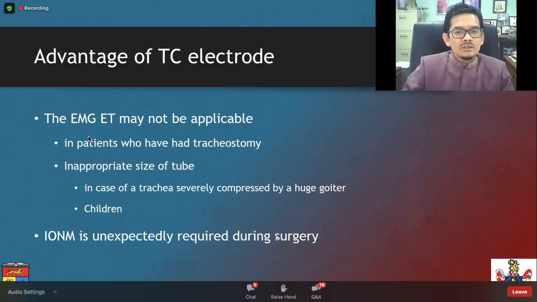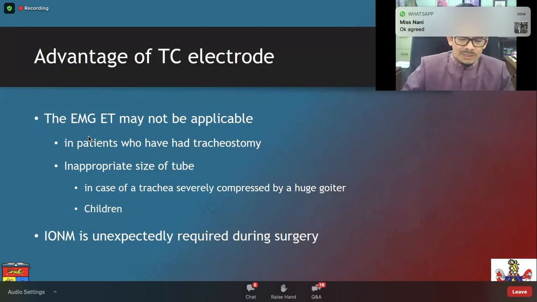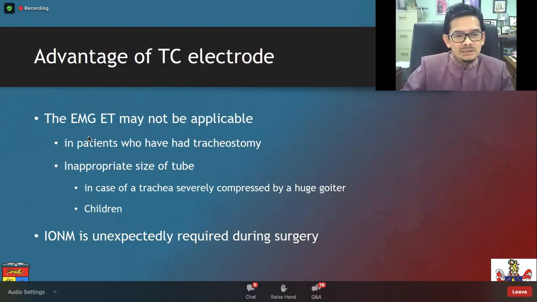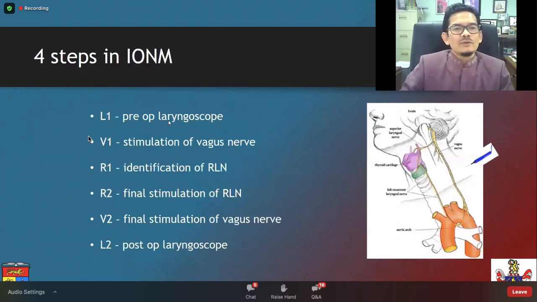There may be situations where you were not using the nerve monitoring, but intraoperatively you found that the nerve is compromised. Then you may want to use this rather than changing the tube, you can just proceed to the thyroid cartilage stimulation. So these are listed as 4 steps: V1, R1, R2, V2, where V1 is the preoperative laryngoscopy and V2 the postoperative laryngoscopy.